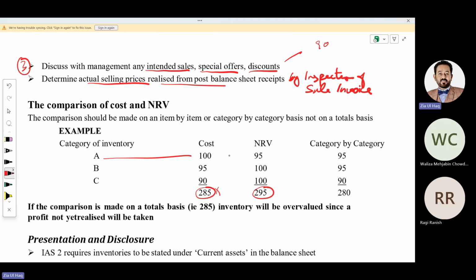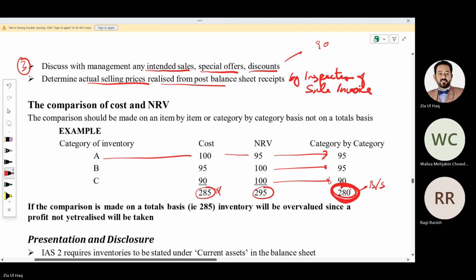Inventory A should be recorded at 95. B should be recorded at 95 because cost is lower. And C should be recorded at 90 because cost is lower. And by adding these, inventory should be recorded in the balance sheet at 280 rather than 285. Because at the lower of cost and NRV, we should record the inventory. And if there are different categories of inventory, we need to compare cost and NRV separately.